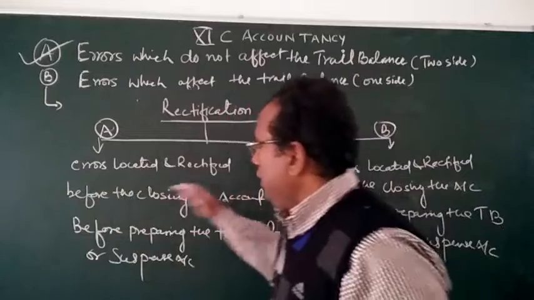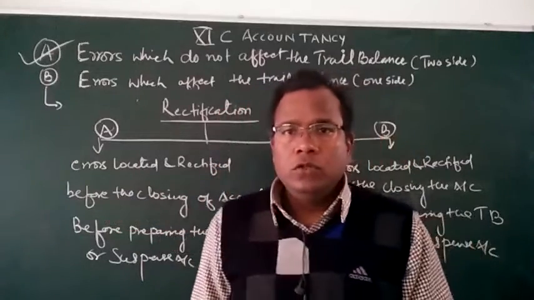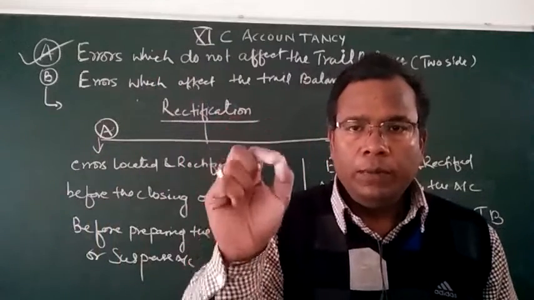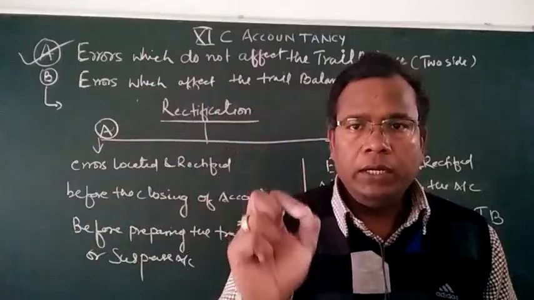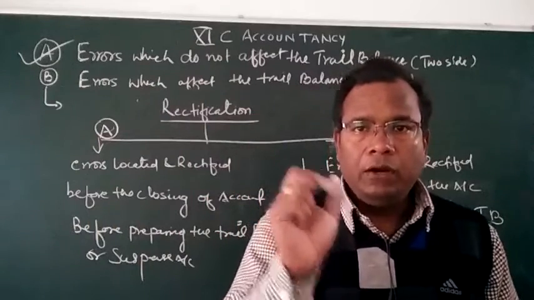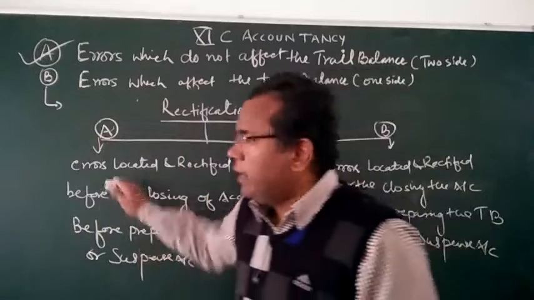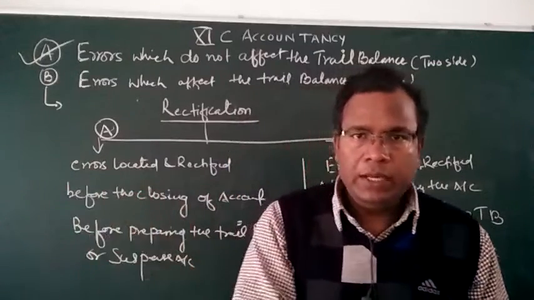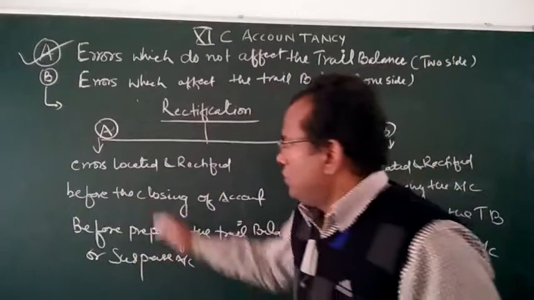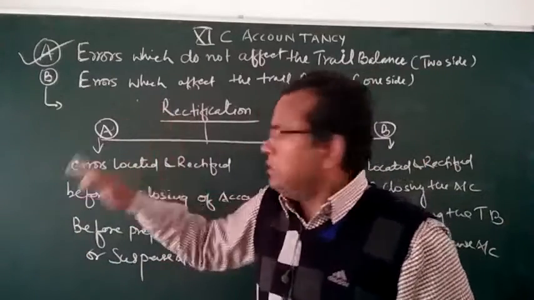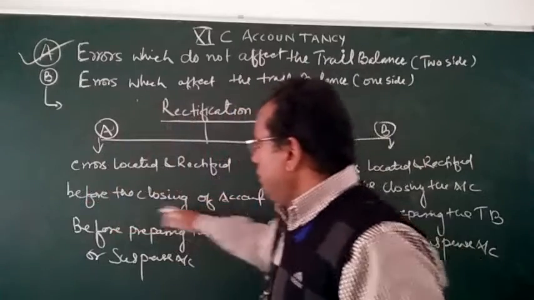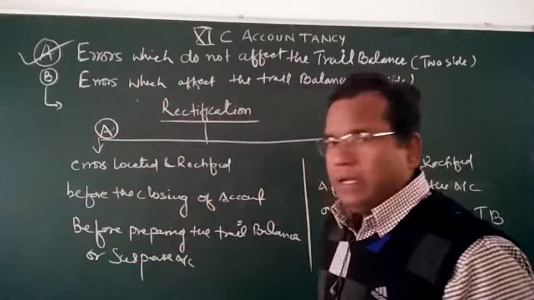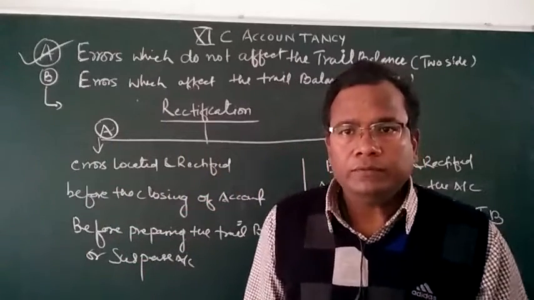The first one is the errors, whatever one-sided errors happen, we located and rectified before the closing of the accounts. So suppose अकाउंट अभी क्लोज नहीं हुआ है, ठीक है, बुक्स ऑफ अकाउंट को अभी हमने क्लोज नहीं किया है, we located our errors and we found out the errors, that means before preparing the trial balance we have just located the errors. So errors can be rectified in two ways. Errors located and rectified before the closing of the account, or you can say before preparing the trial balance or the suspense account.